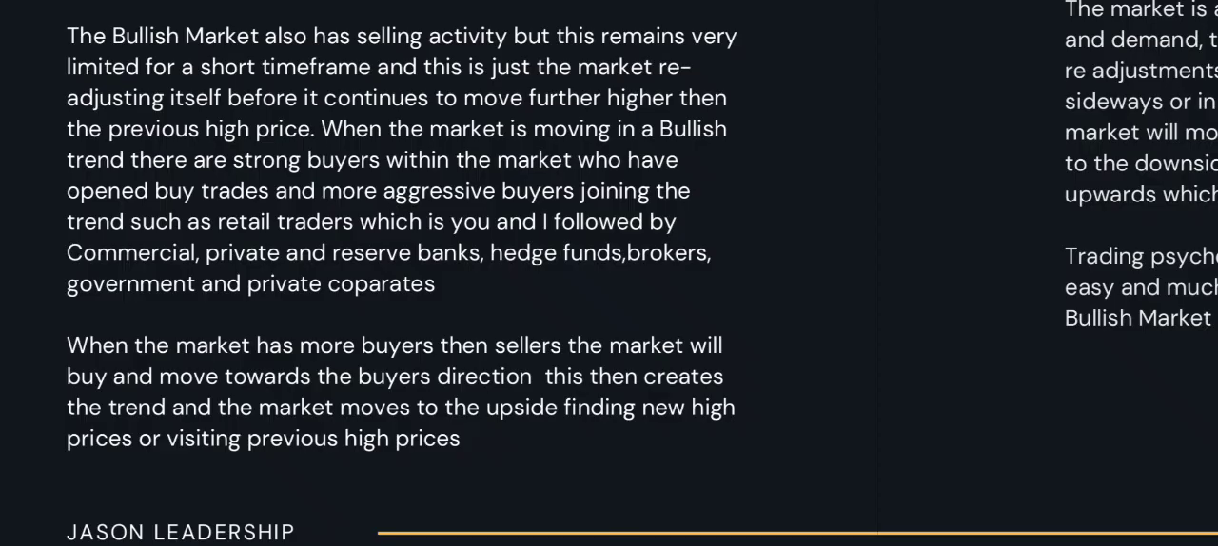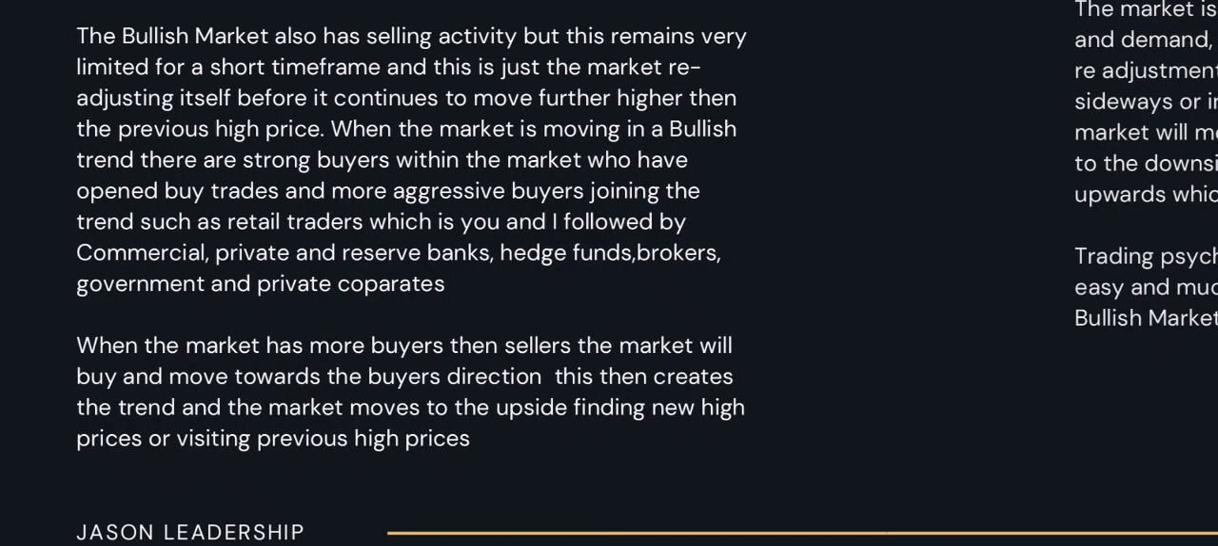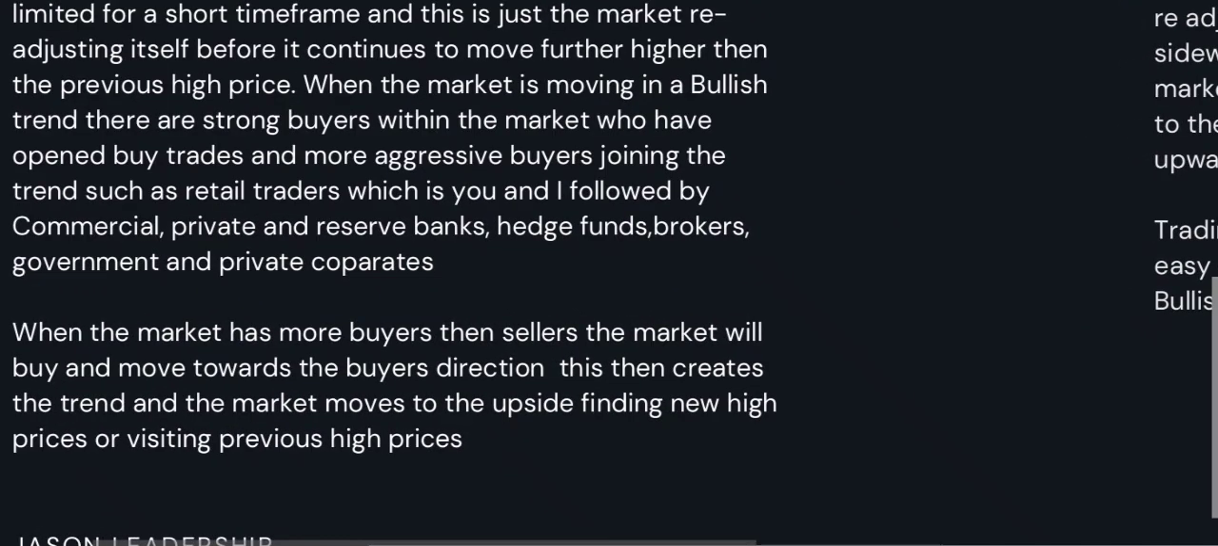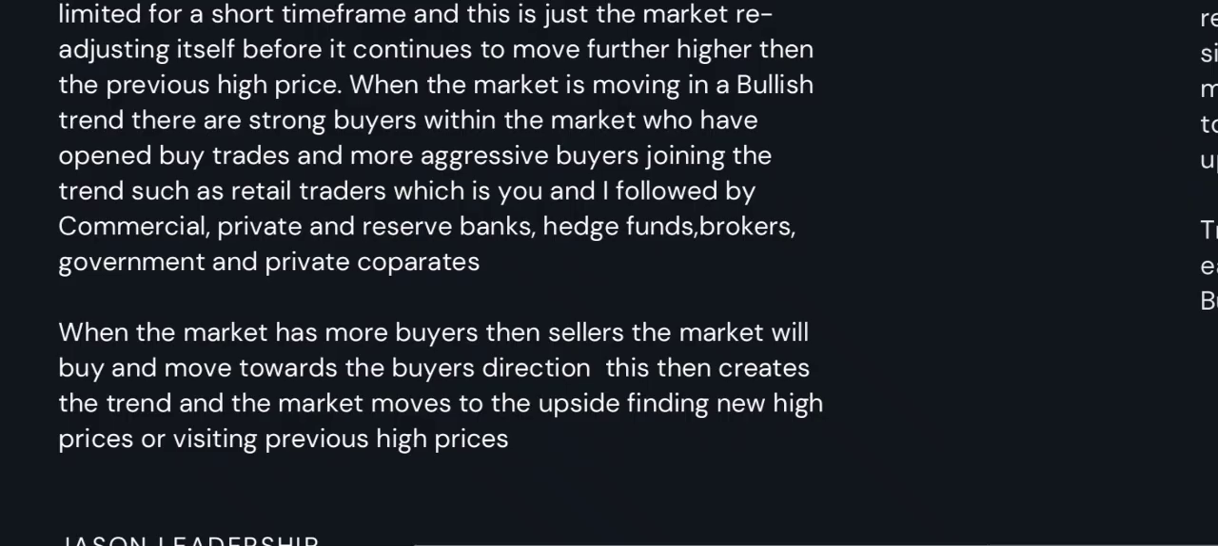So when the market is moving in a bullish trend, there are strong buyers within the markets who have opened buy trades and more aggressive buyers joining the trend, such as retail traders, which is us. And then you'll have other bigger players as well adding into the market to further drive prices higher. And the trend just continues and continues to the upside until we visit an area where the market once sold, then sellers will enter and they will start selling. So it's a buy and sell relationship.